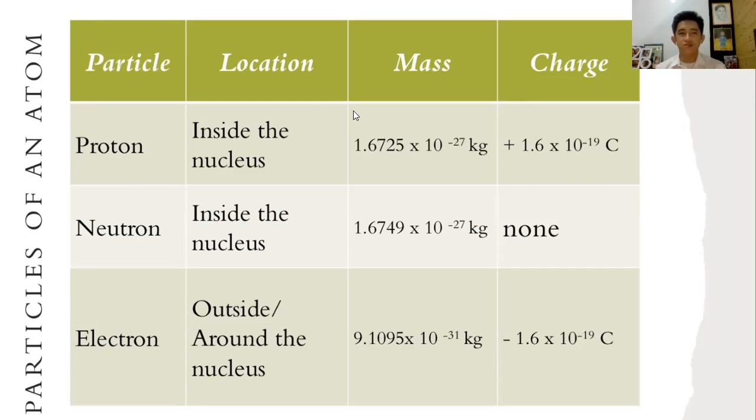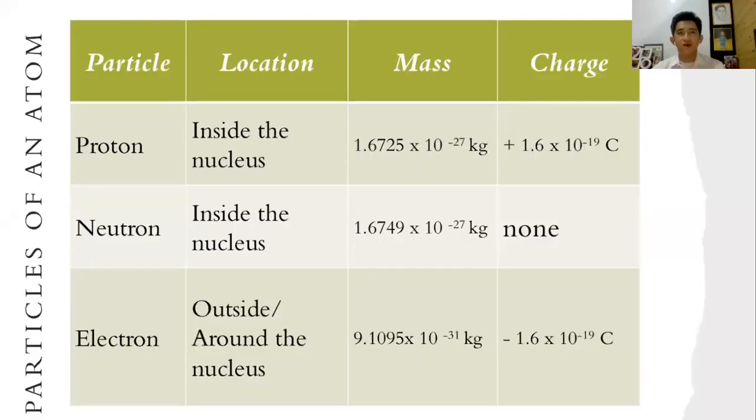Likewise, the electron, which is around the nucleus, moving around or outside of the nucleus, has a mass of 9.1095 times 10 raised to negative 31 kilogram, which means it's much lighter compared to the proton and the neutron. And it has a negative charge of 1.6 times 10 raised to negative 19 coulomb. They have the same amount of charge as the proton but with a different sign. Proton is positive while electron is negative.